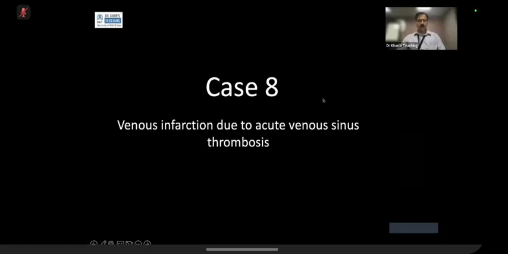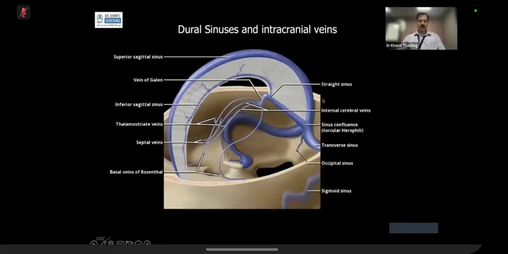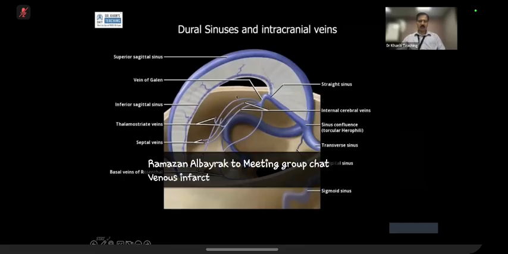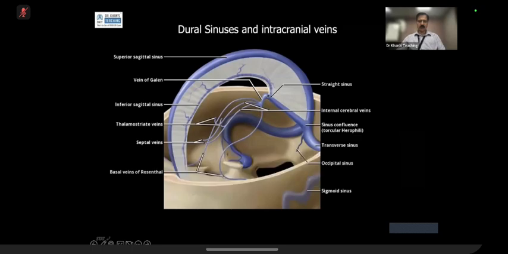This was a case of venous infarction due to acute venous sinus thrombosis. Just a recap, we have got a superior sagittal sinus. This is the inferior sagittal sinus. These two are internal cerebral veins, the vein of Galen. They combine with the inferior sagittal sinus to form the straight sinus. So the superior sagittal sinus is coming here.